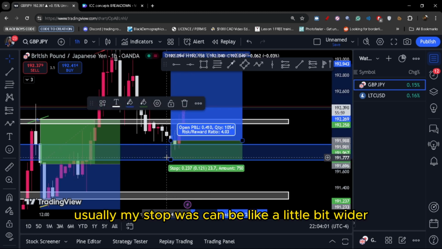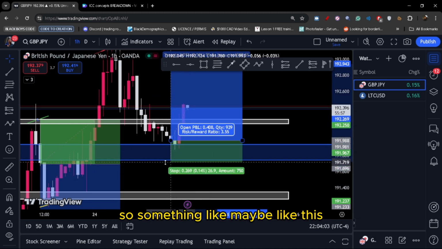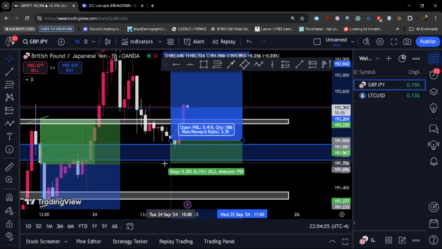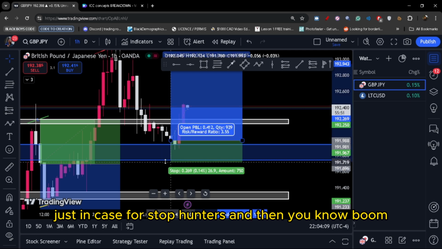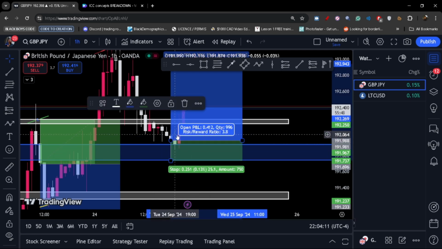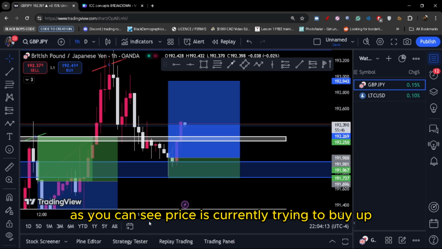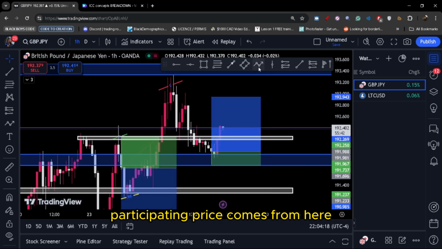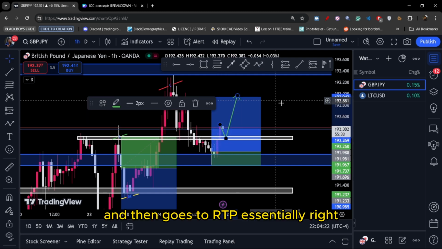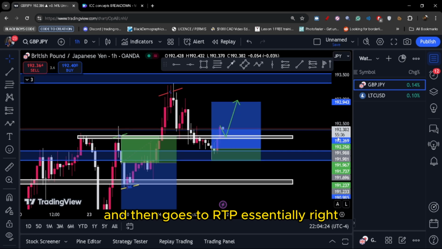Usually my stop loss can be a little bit wider, so something like maybe this, my actual MT4, just in case for stop hunters. And then boom, as you can see, price is currently trying to buy up. So what I'm anticipating right now is price comes from here and then goes to our TP essentially, right?